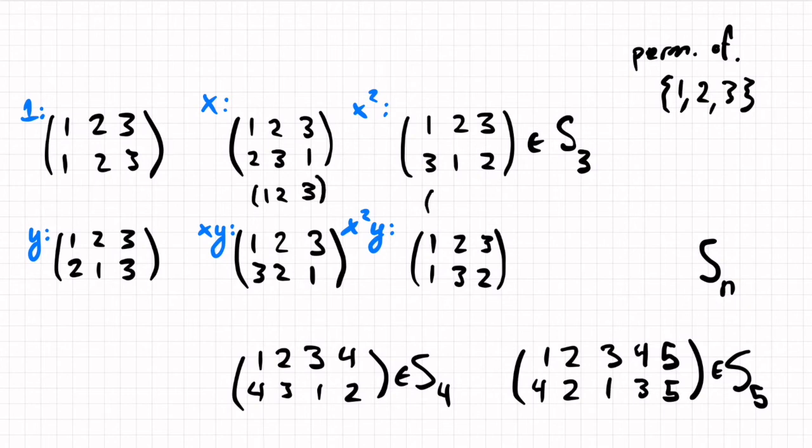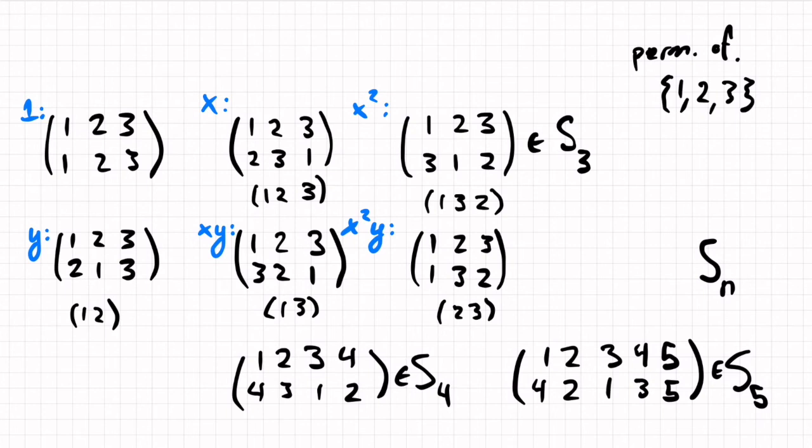X squared is 1 goes to 3, which goes to 2, which goes to 1, right? Here we have 1 goes to 2, which goes to 1. Here 1 and 3 are flipping with each other. Here I have 2 and 3 flipping with each other. And so that's how we would write it.